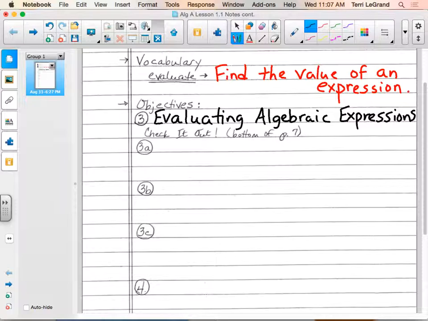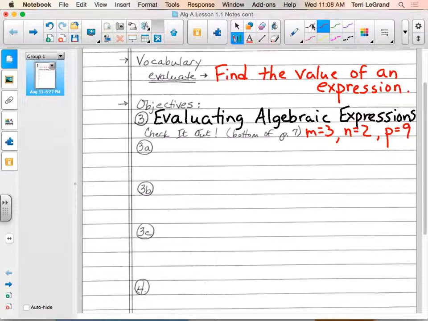So, example 3 is going to be for you to study on your own. We're going to go to the check it out problems at the bottom of page 7. Our directions tell us we are to evaluate each expression for m equals 3. Let's write that down here in our notes. M is going to equal 3. They want n to be 2, and they want p to be 9. So in all of our algebraic expressions that we're going to evaluate, that's what they want us to use for m, n, and p, whenever they show up.